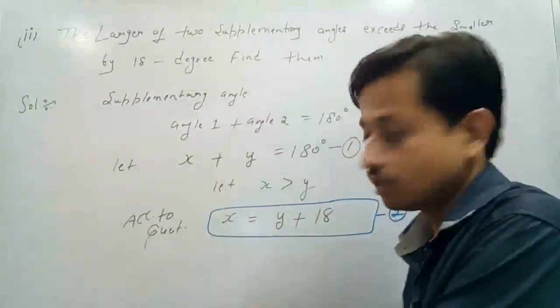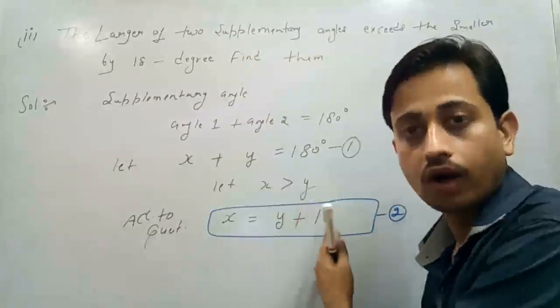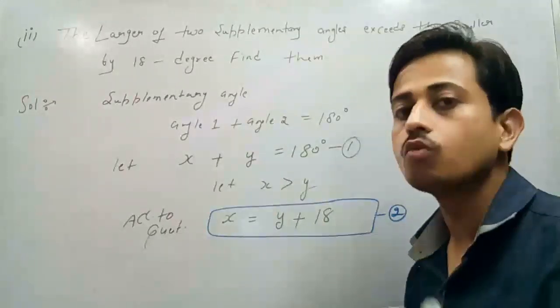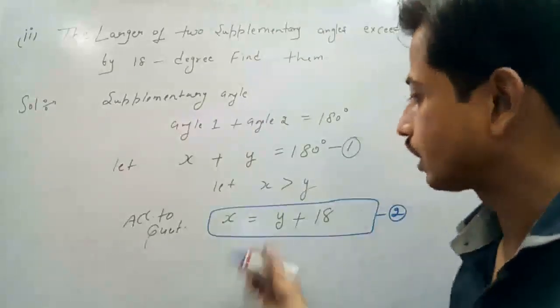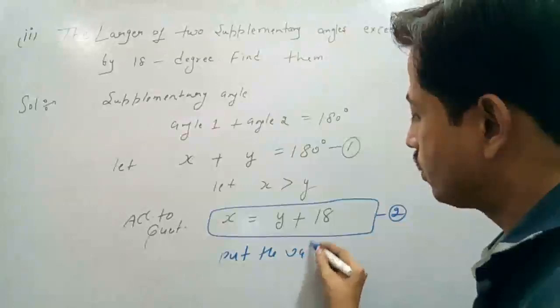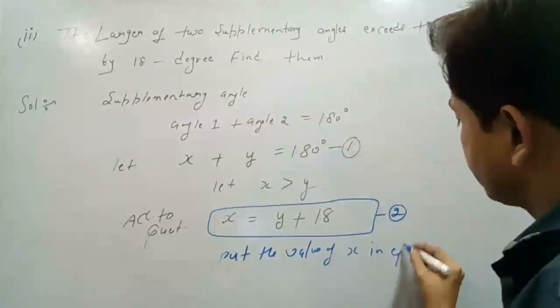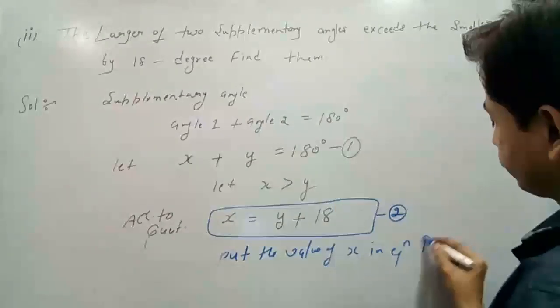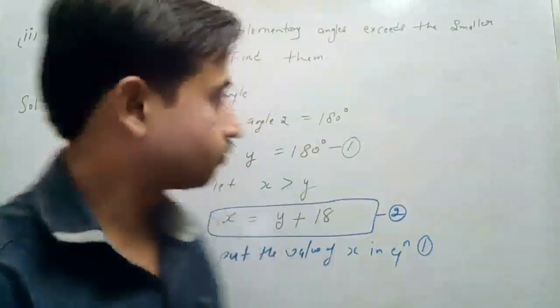We already have the value of variable x in terms of variable y, so there is no need for a further step because step 1 is already completed. Now put the value of x in equation 1.